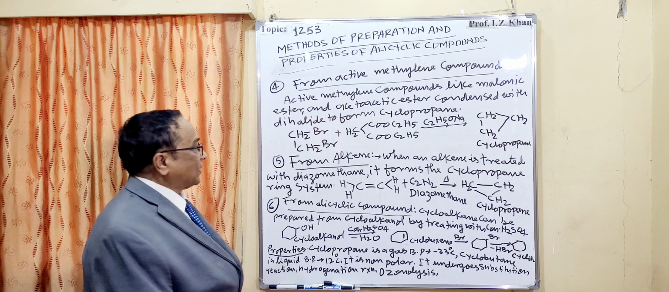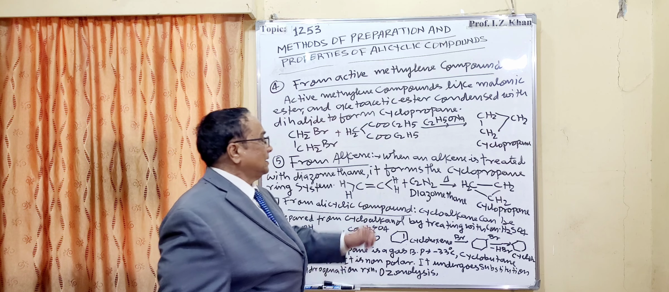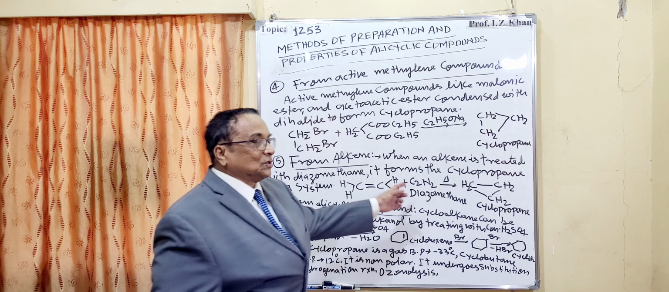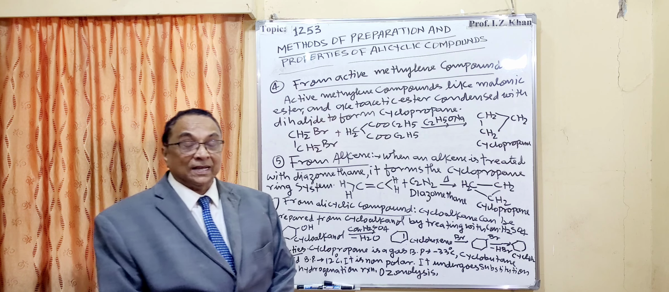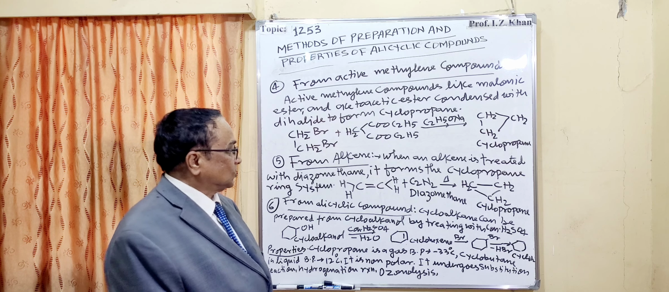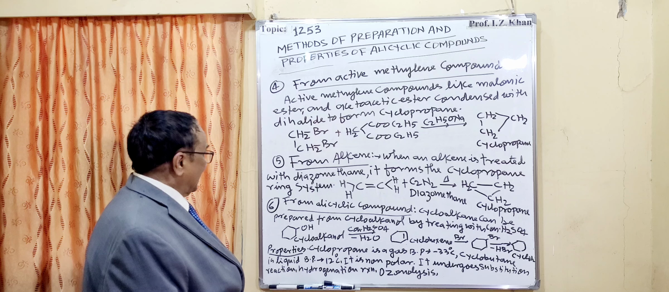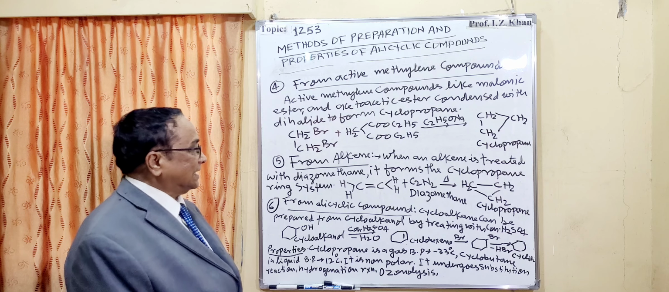Number five, from alkene, that is a carbon-carbon double bond, and when it is treated with CH2N2, that is diazomethane, a highly explosive compound, and when both are heated together, you will get cyclopropane.